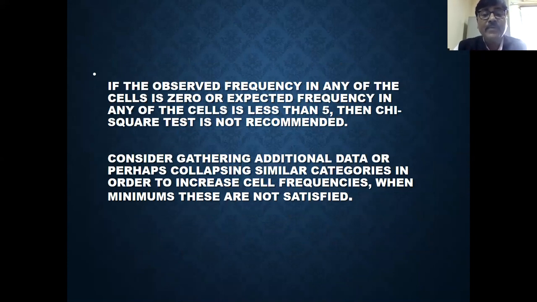So if the observed frequency in any cell is zero, or the expected frequency in any cell is less than 5, then the chi-square test is not recommended. Most of the time, consider gathering additional data, or perhaps collapsing some similar categories in order to increase cell frequencies when these minimum requirements are not met. You can collapse some adjacent cells, or merge these cells with others, and then use the chi-square test.